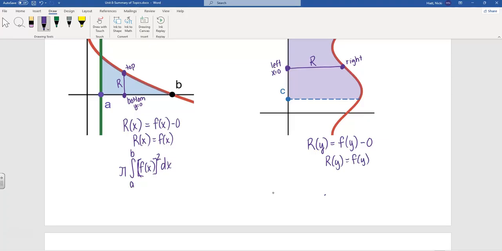And so I integrate pi integral of f of y squared, put a dy over here. This will be from c to d. Those limits come from the y-axis.